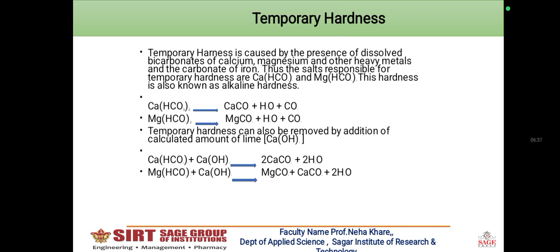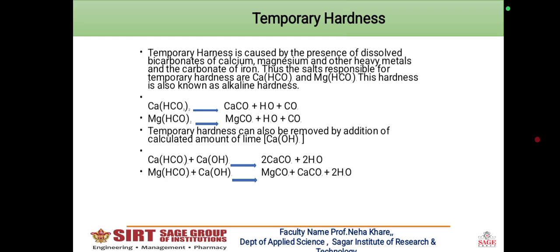First is temporary hardness. Temporary hardness is due to the presence of dissolved bicarbonates of calcium, magnesium and other heavy metals, and the carbonate of iron. The salts responsible for temporary hardness are calcium bicarbonate and magnesium bicarbonate. This hardness is also known as alkaline hardness. The second name of temporary hardness is alkaline hardness.